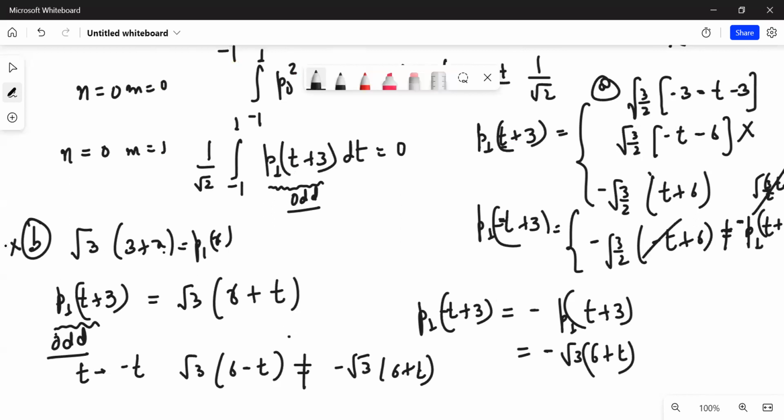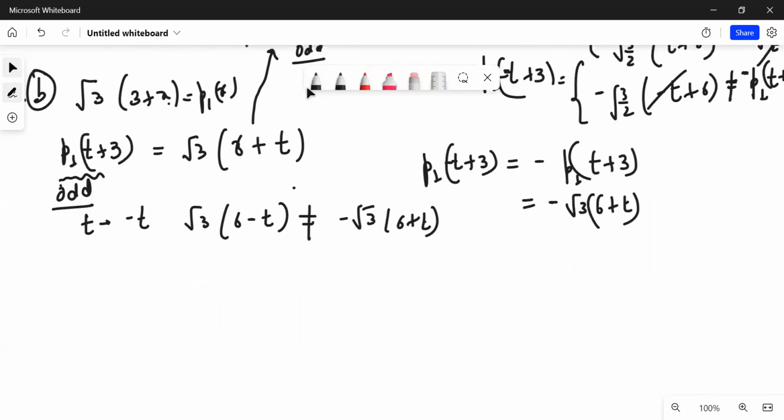B cannot be an option in the sense that if I can find one option which is odd here, then I'm very sure that would be the correct answer. You can also integrate it if you want. Like P1(t plus 3) is there, you take this particular function and see what integral it is going to give. So only in case of doubt will I do that. So let me check option number D.